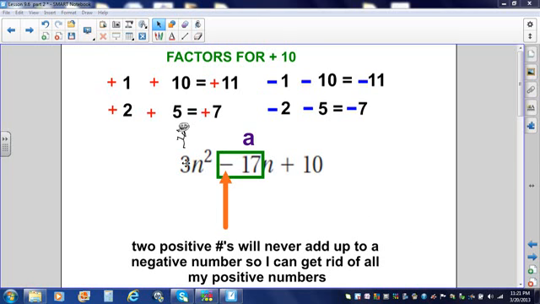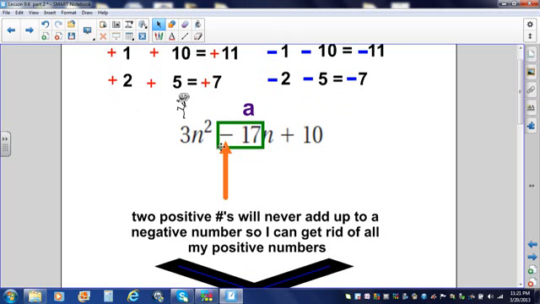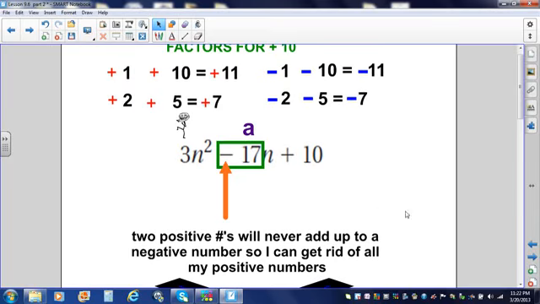Remember, when this first term does not have a coefficient of 1, the problem is trying to troll you. Uh-oh. One of these combinations will work, so follow along. Two positive numbers will never add up to a negative number. So I know that I can get rid of all these positive numbers.